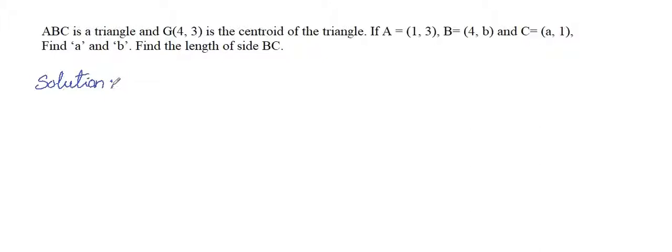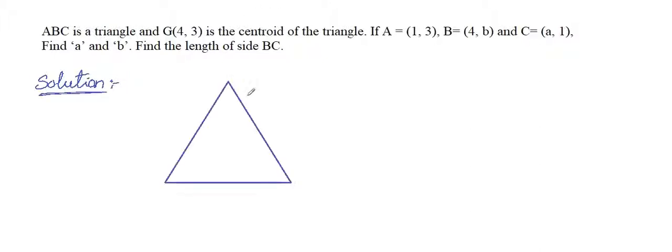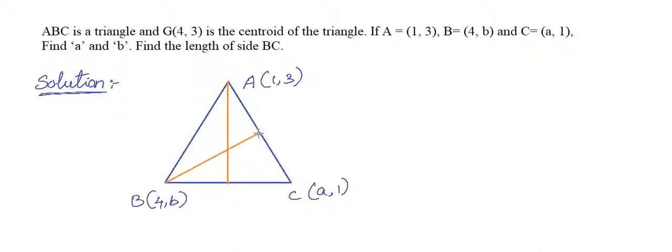Let's solve the question which I have written on the whiteboard. Given a triangle ABC where G is the centroid. The centroid point is given, which is (4, 3), and the triangle points are given as A (1, 3), B (4, B), and C (A, 1). Just draw the centroid of the triangle, which is this one. Yes, this is the point G. So G is the centroid of the triangle, which is (4, 3).